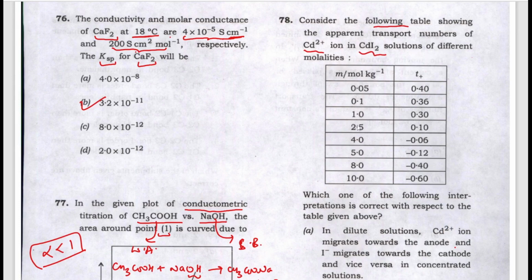So different molarities are provided for a cadmium iodide solution, and with the increasing molality of the solution, the transport number of the cation, that is cadmium 2 positive, is decreasing. For this, four statements are provided, so we have to choose which one of the following interpretations is correct with respect to the table given above.